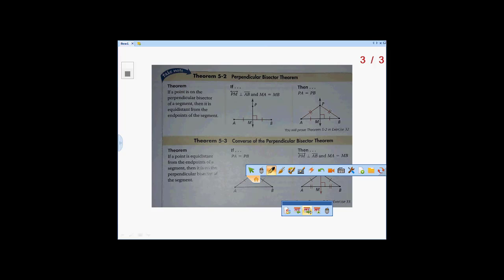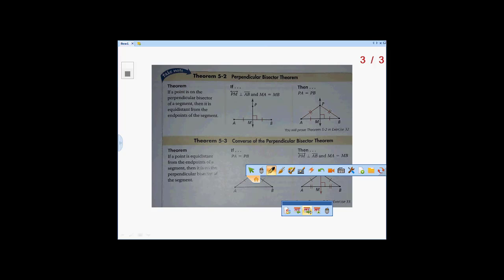If BM is perpendicular to segment AB, and MA equals MB, then the length of BA, if I join B and A like this, must be equal to the length of BB. Let us read the theorem.